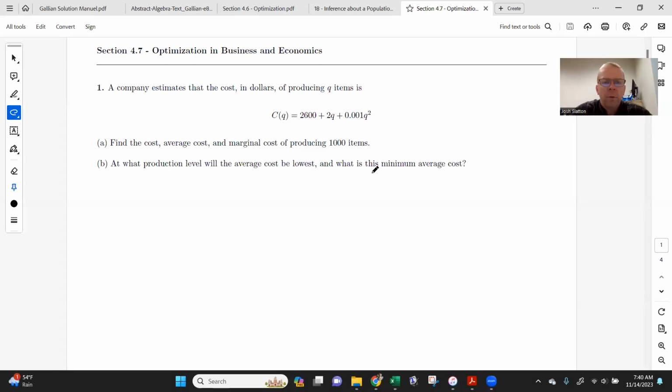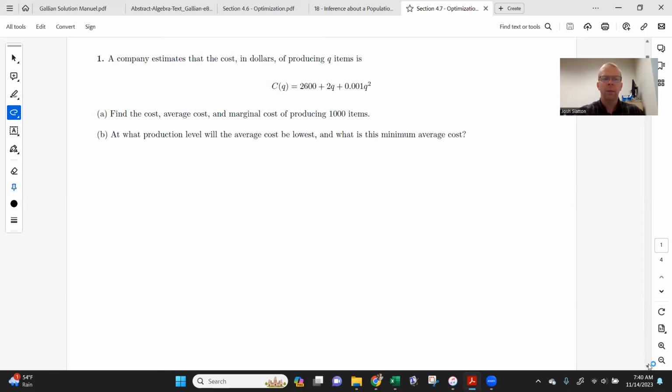All right, so section 4.7, more optimization. And so we'll just jump right in. A company estimates that the cost in dollars of producing Q items is given by that function. Find the average cost and marginal cost of producing 1,000 items.